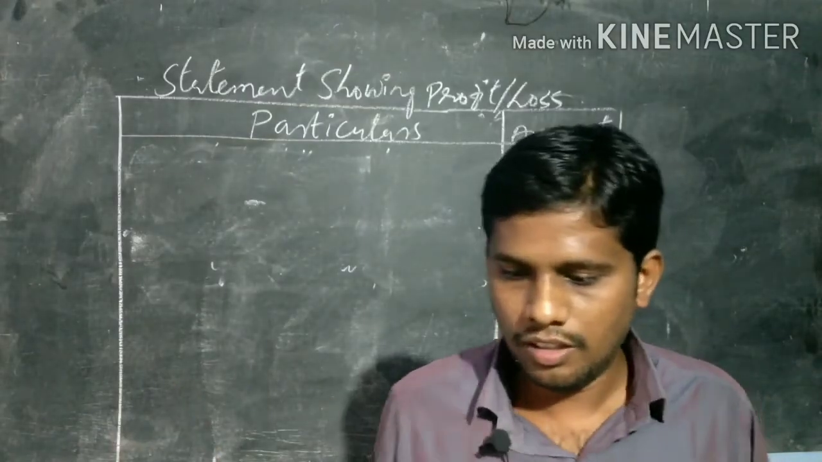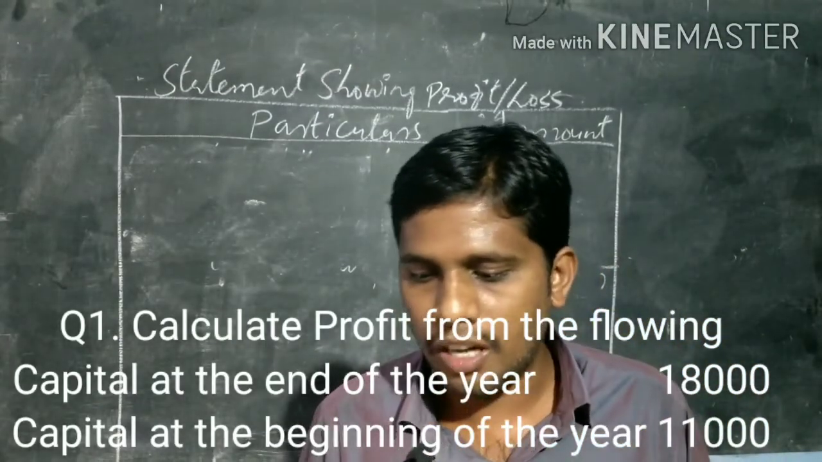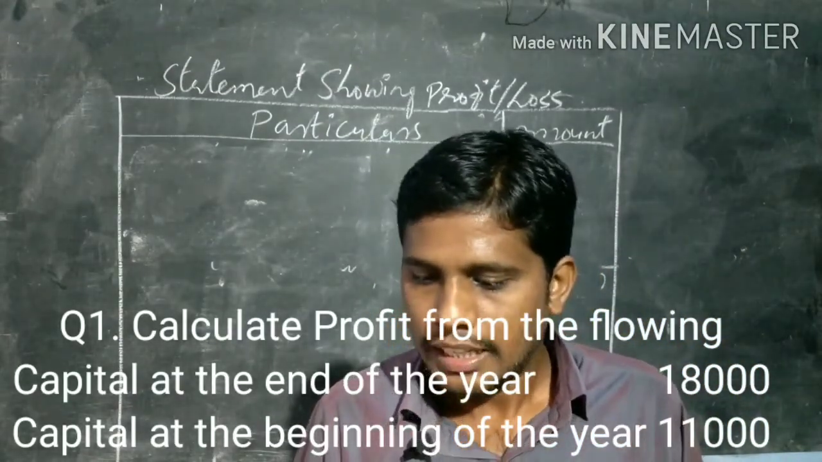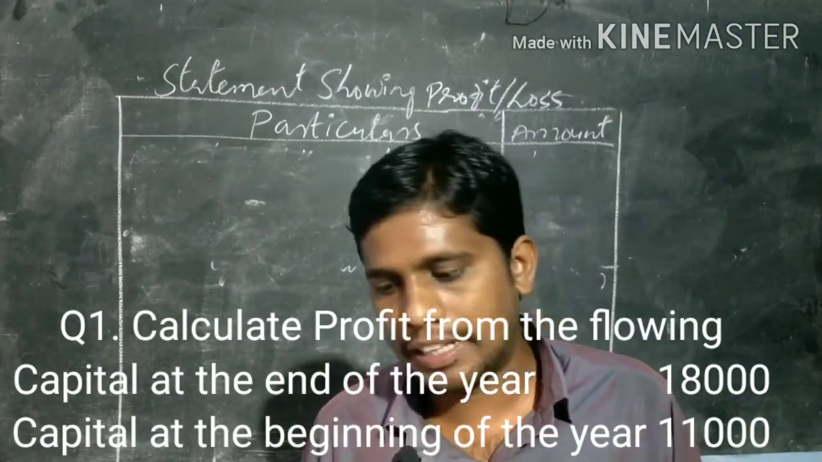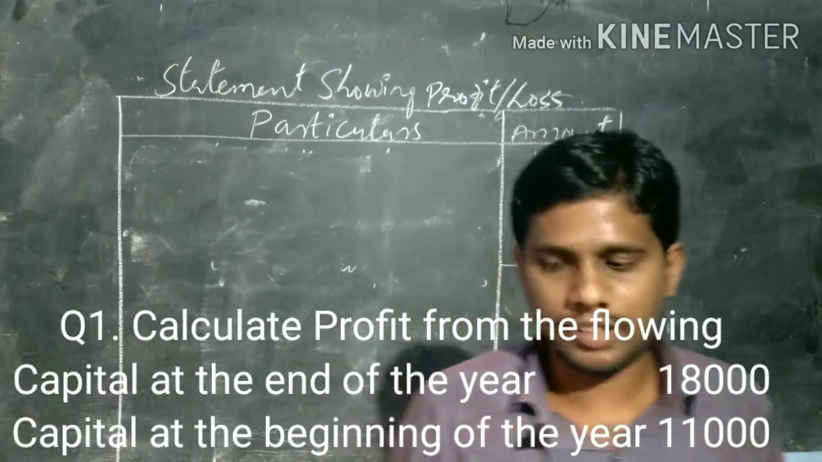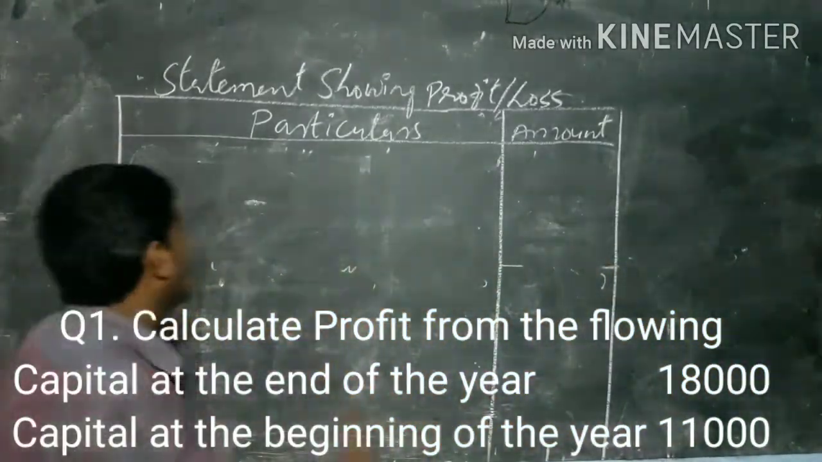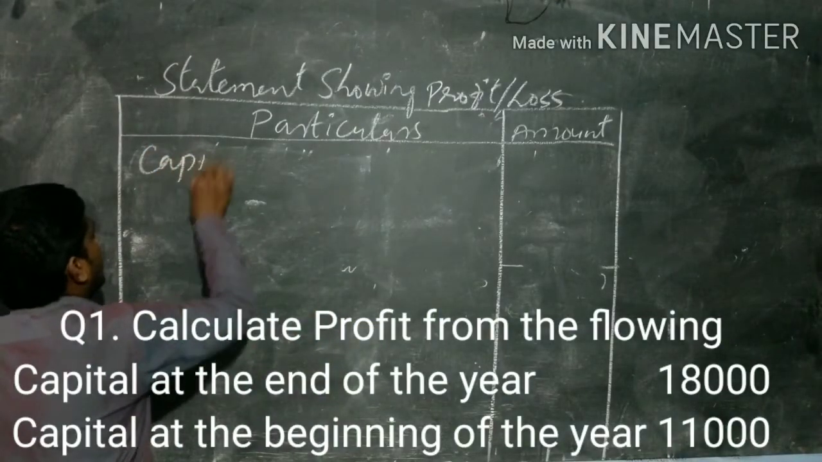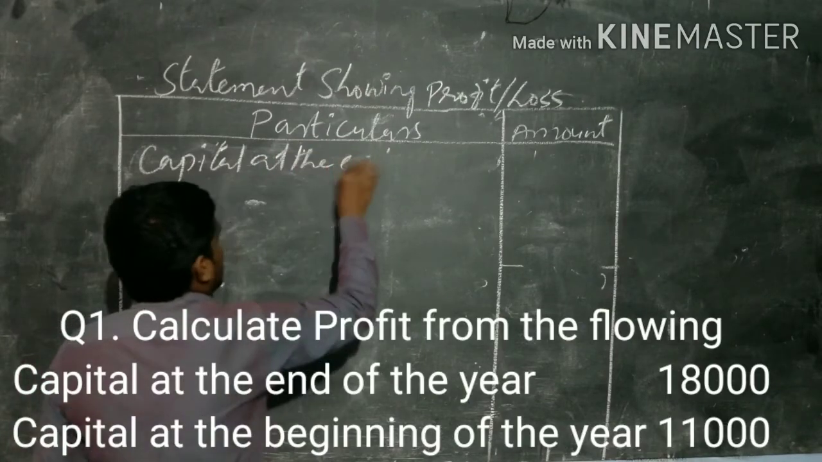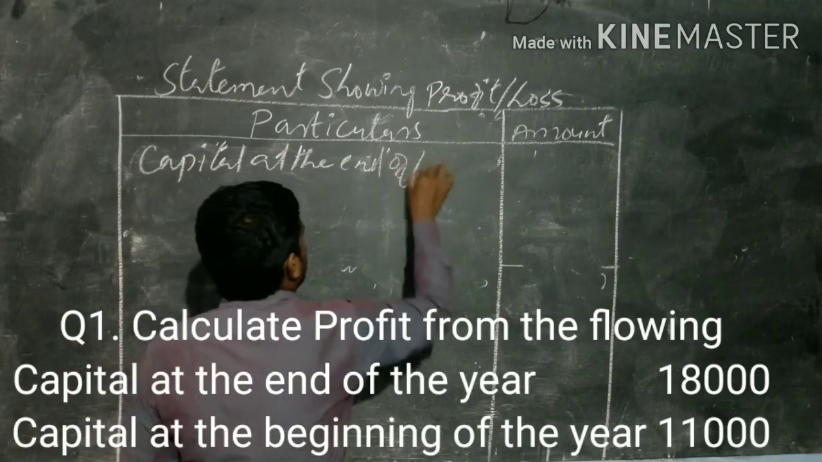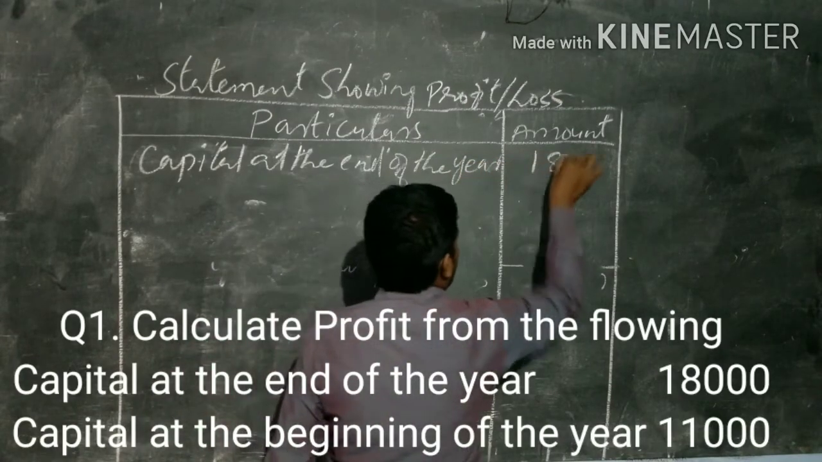Now we will go for our first question. What is given in the question? Calculate profit from the following. Capital at the end of the year is given as 18,000. Capital at the beginning of the year is given as 11,000. So first we write capital at the end of the year, 18,000.